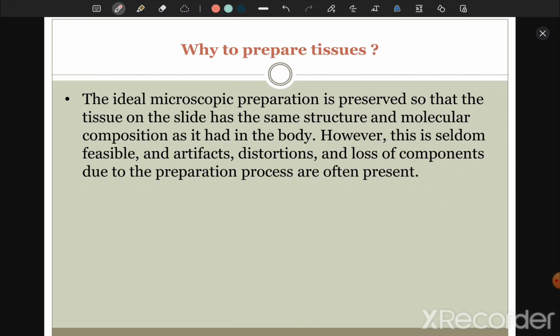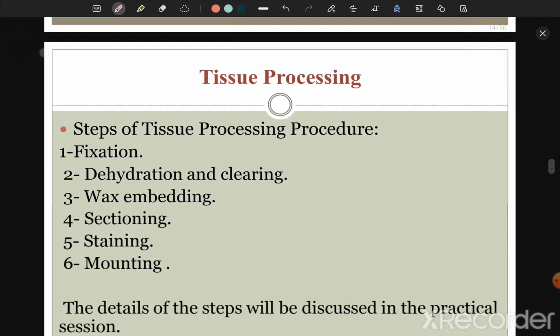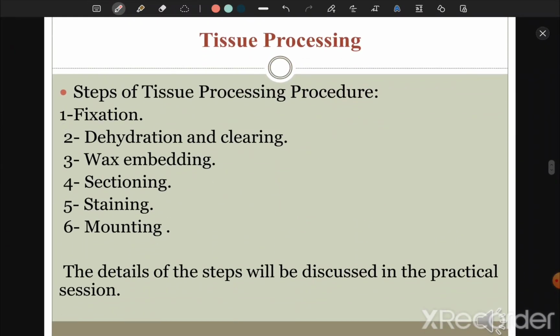The steps, as we mentioned in the lab, in the practical session, start with fixation, then dehydration and clearing, wax embedding, sectioning, staining, and mounting.